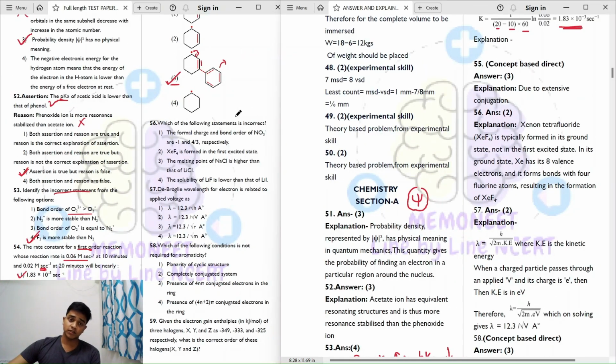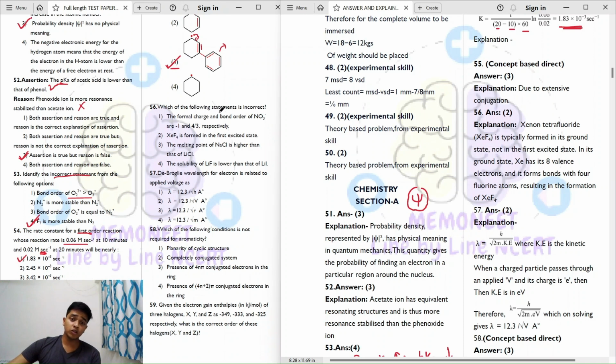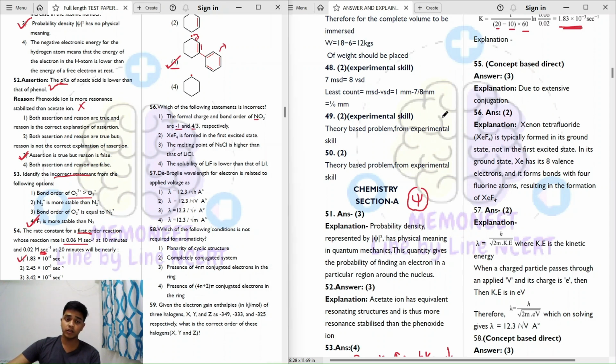Moving on to the next question. The question says, which of the following statements is incorrect? Statement 1 says the formal charge and bond order of NO3 minus are -1 and 4 by 3 respectively. So if we talk about the formal charge of the NO3 minus molecule, the formal charge will be equal to the total charge which is present in the molecule.